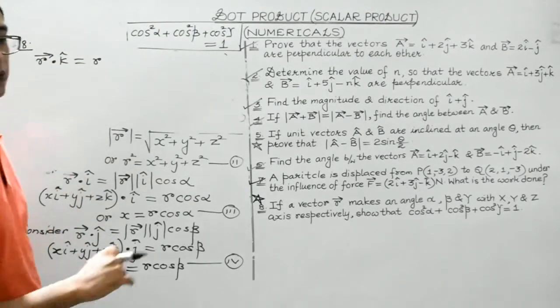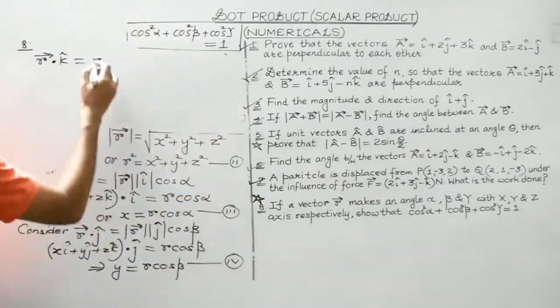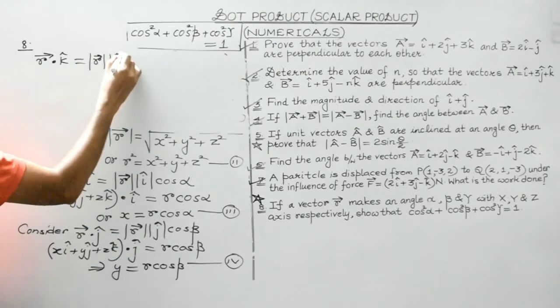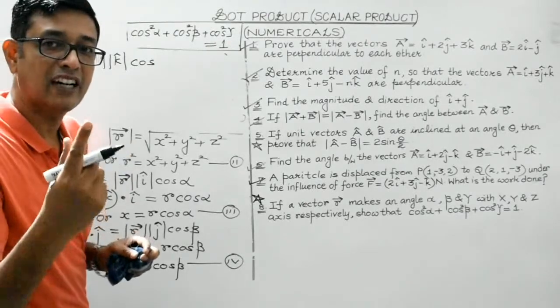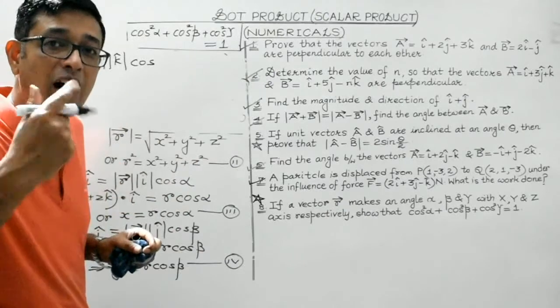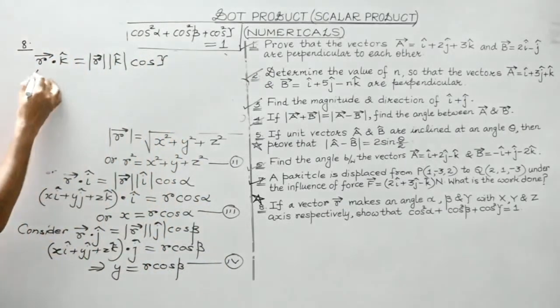As per the property of the dot product, a dot b is given by the magnitudes times the cosine of the angle between them. So in this case it will be magnitude of r, magnitude of k cap, and cosine of the angle between r vector and k cap. k cap is the direction along the z axis, and in the question it's given that r vector makes an angle of gamma with the z axis. So it is gamma.